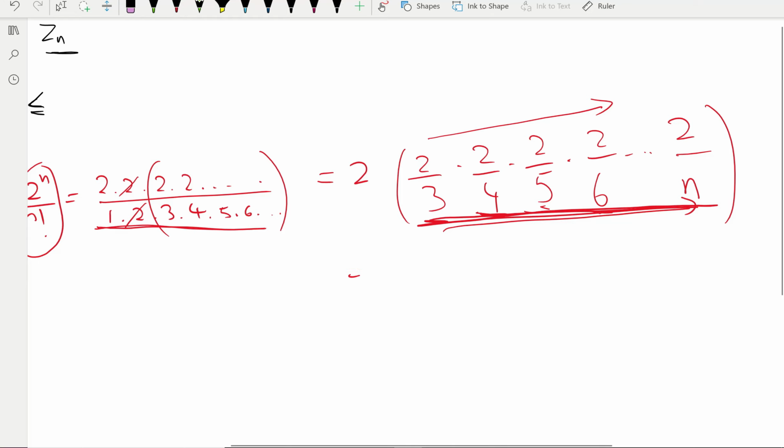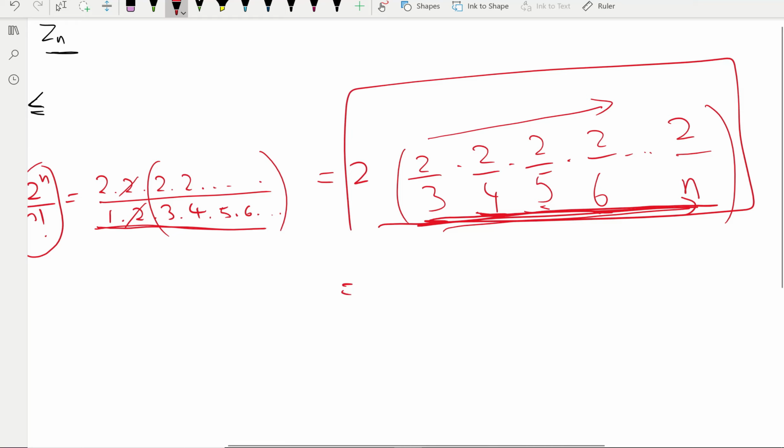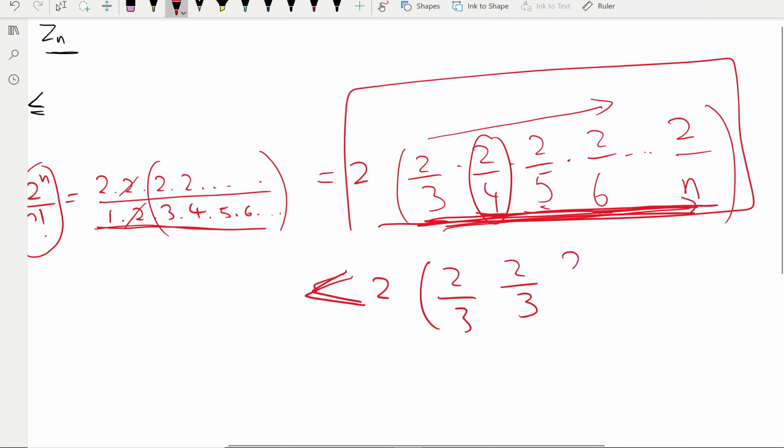So you want to find something larger than this whole thing, right? What I'm going to write here is larger than what we have here. Instead of 2 over 4, I'm going to have 2 over 3, because 2 over 3 is larger than 2 over 4. Instead of 2 over 5, I'm going to have 2 over 3. Instead of 2 over 6, I'm going to have 2 over 3. And 2 over 3 forever, not forever, until the nth.